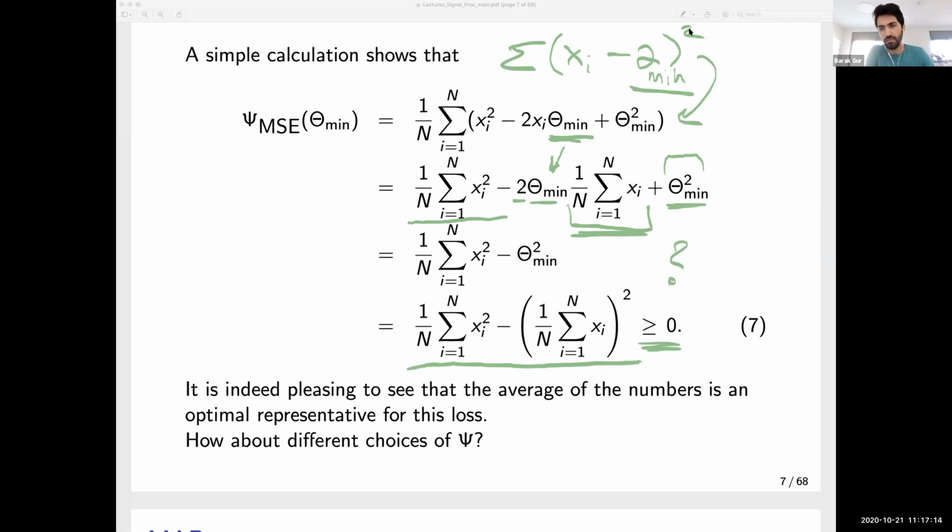Cauchy-Schwarz. Cauchy-Schwarz is one way of looking at that, but let me show you a very trivial way of looking at that.